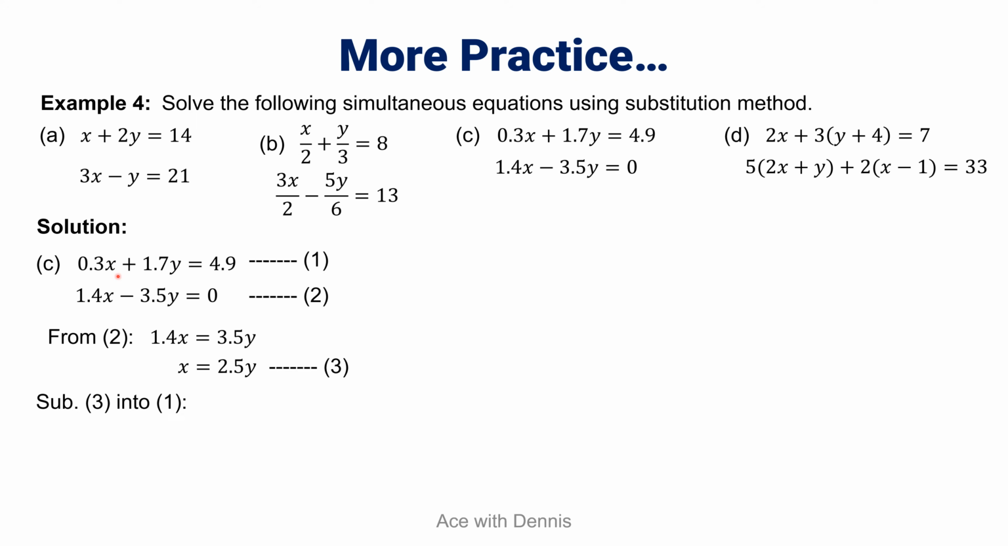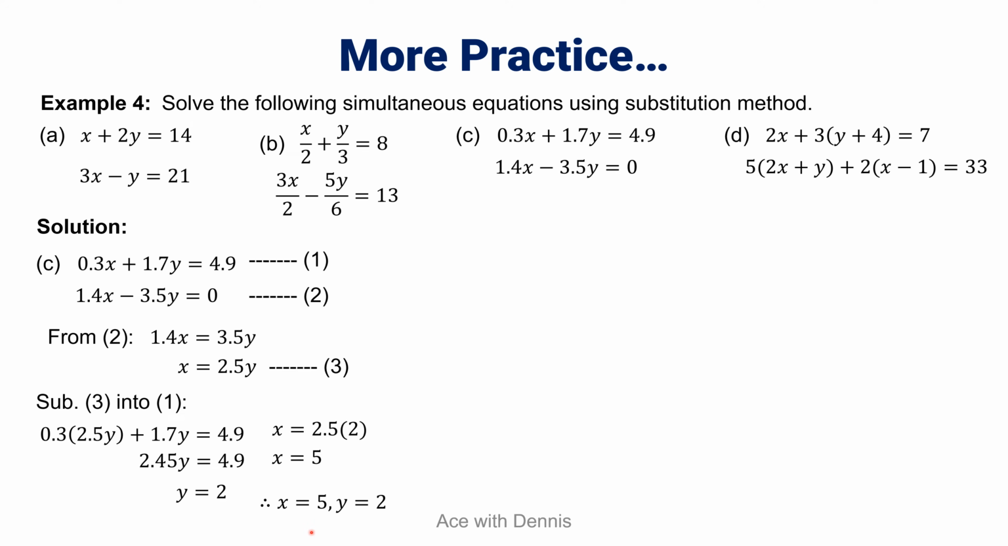So this is the x here: 0.3 times 2.5y plus 1.7y equals 4.9. As you can see here, now x is replaced with 2.5y. Okay, then simplify: 2.45y equals 4.9, and solve it, y equals 2. Then substitute y equals 2 into the third equation. x will be 2.5 times 2, and the value of x will be 5. Hence, the solution is x equals 5, y equals 2.